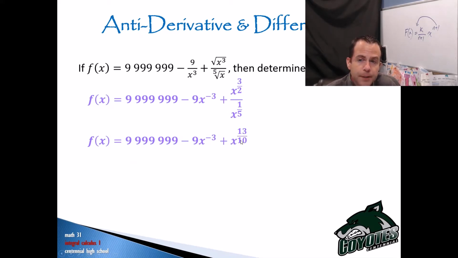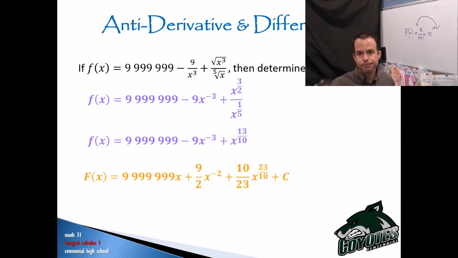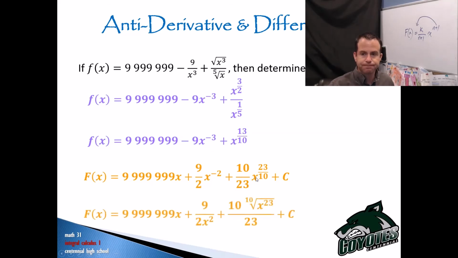This would have to go up to 23/10. I just added 10/10 to that, which means I have to take my original coefficient of 1 and divide by 23/10, which would be 10/23. Okay, plus c. Now I'll put it back into the roots and the non-negative exponents. So this guy here is going to be 9/2 x squared. And then this guy here will be the 10th root of x to the 23. That would be considered the cleaned up version of that.